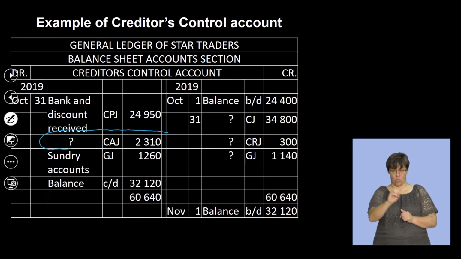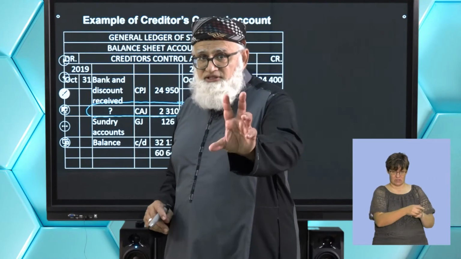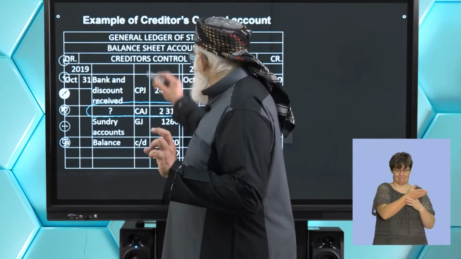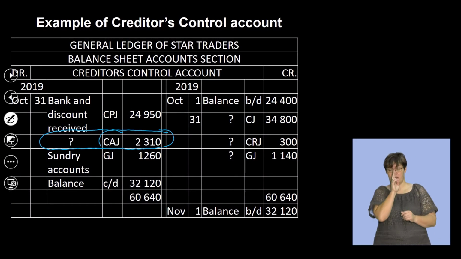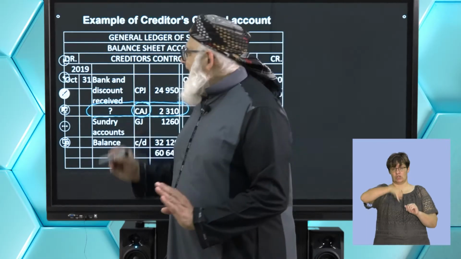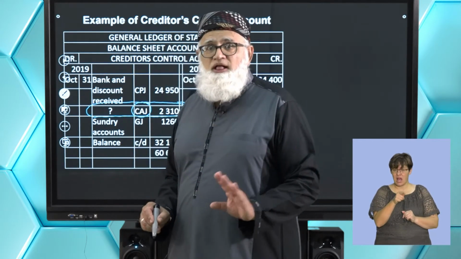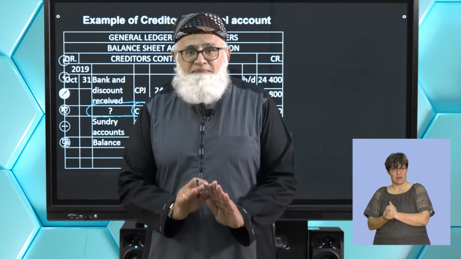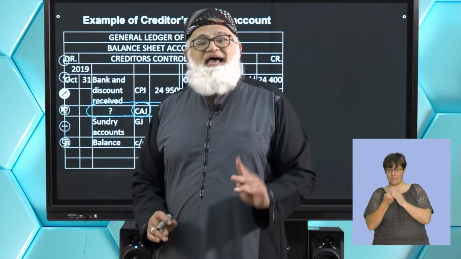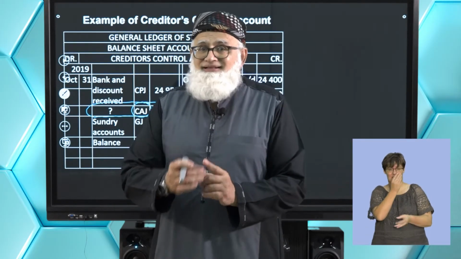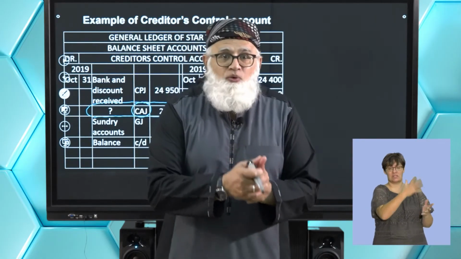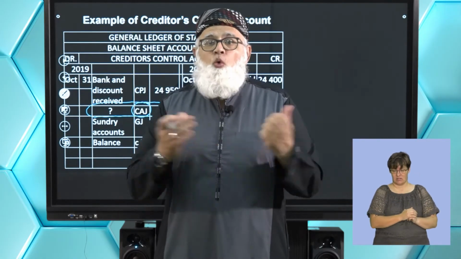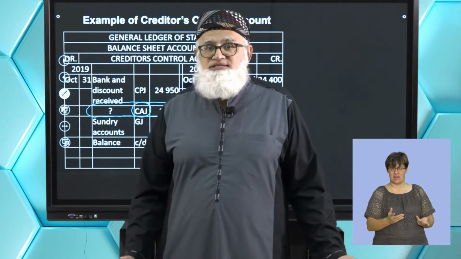2,310, the entry is on the debit side of my creditors control, coming from the creditors allowances journal, the source of the entry. The folio reference, as you can see here, is creditors allowances journal. So obviously, what's happening to the creditors control account? The creditors control account, being a liability, is being decreased as a result of a transaction that's coming from your creditors allowances journal.